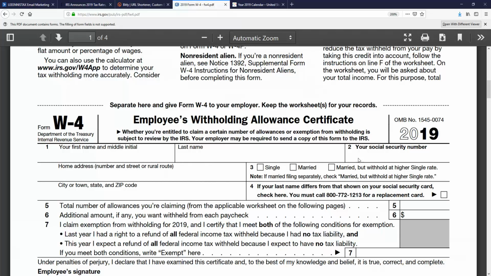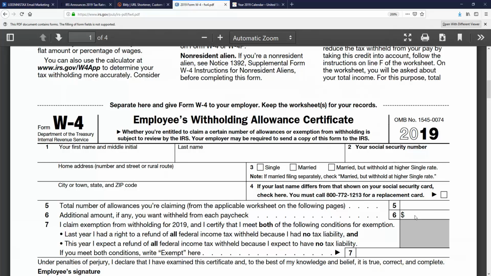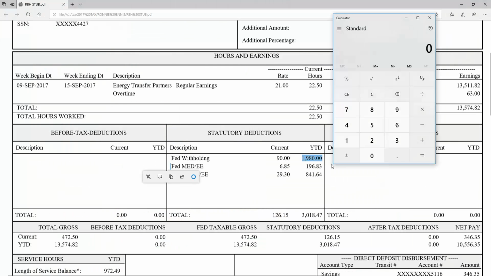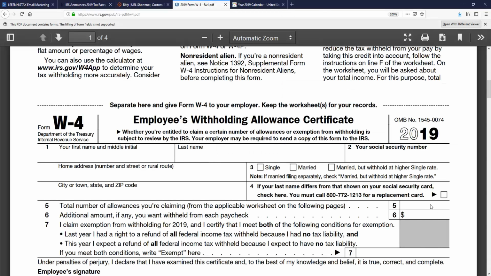And then on the W4, you will put this number on line 6. Typically what I like to do is round up to $166 and put that right here on line 6. Now for line 5, we're going to have to go back to our pay stub and again figure our annual income. 13,574.82 times 4, and then we're going to divide that answer by 4,000, which gives us 13.57. We're going to round this up to 14, and that's what's going to go here on line 5.